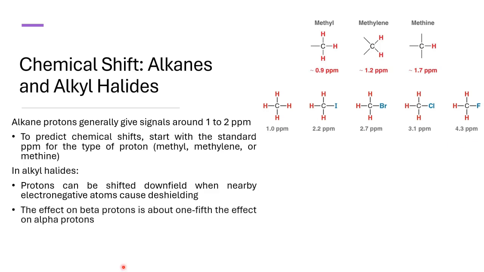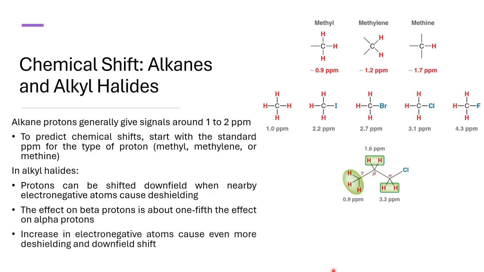The effect on beta protons is about 1/5 the effect on alpha protons. Alpha protons will sense the most deshielding, therefore those are going to be downfield significantly, but beta protons will not be as downfield, but will be more downfield than before, and gamma protons will be found approximately where we expect them to be found.